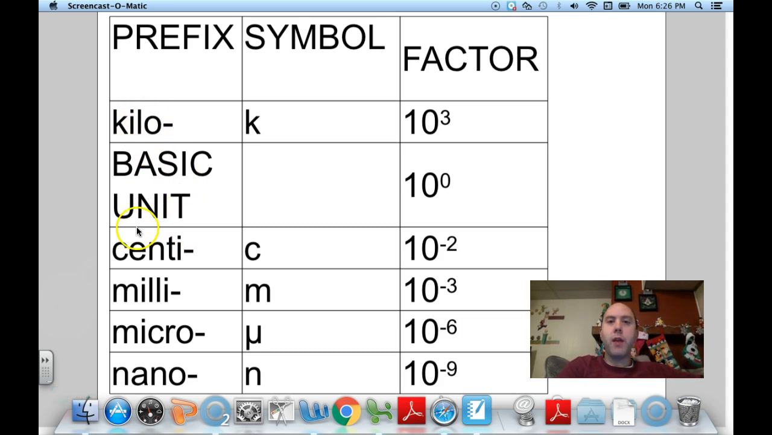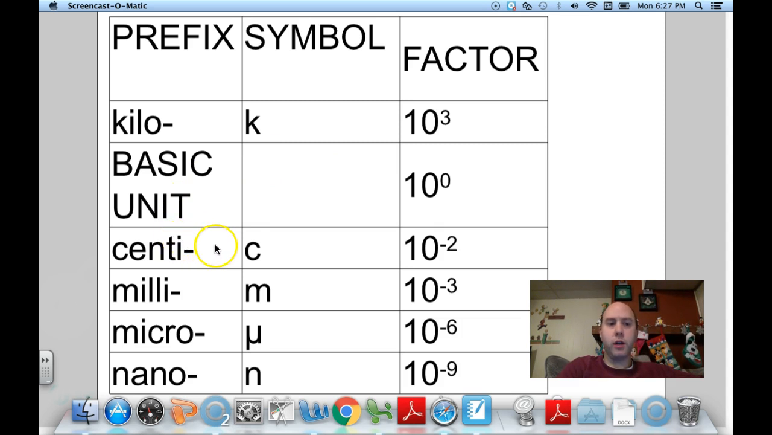So here are the main ones you definitely need to know. You definitely need to know kilo. Kilo has a symbol K, and it has the factor 10 to the third. Again, you've got to know these factors and the symbols. For example, you may have heard things like kilometers or a kilogram. The basic unit, your grams, liters, meters, moles, etc., has the factor 10 to the 0. These don't have a prefix because they're your basic unit.